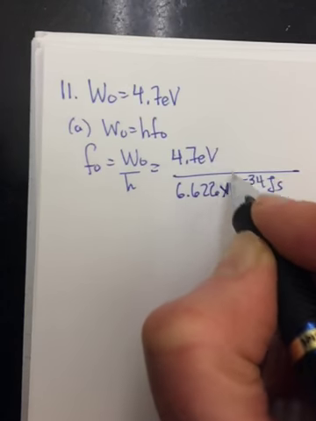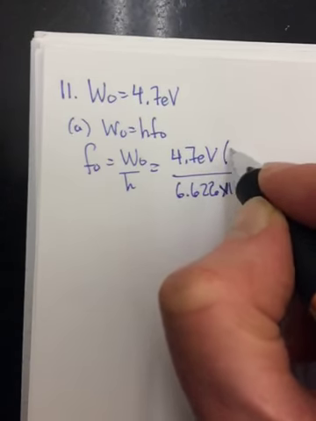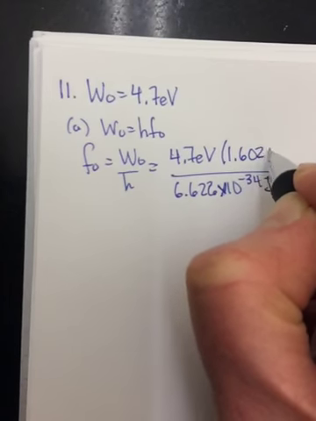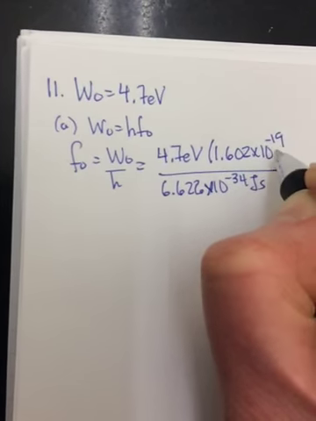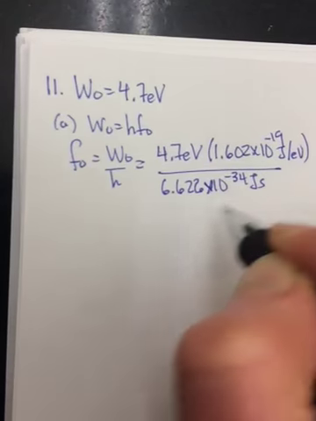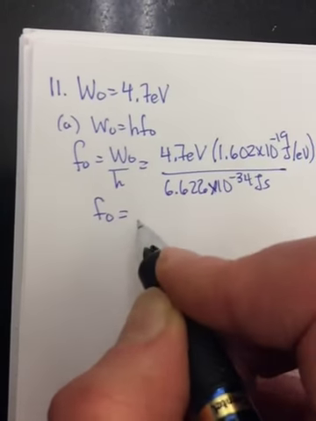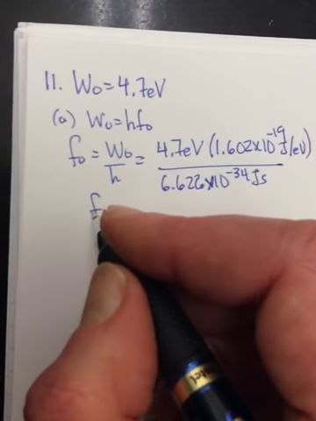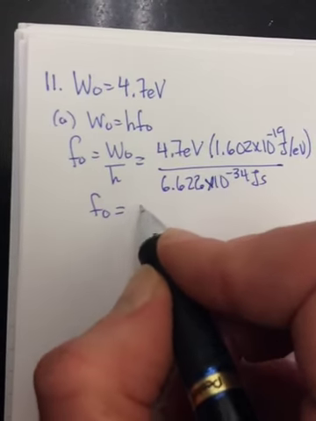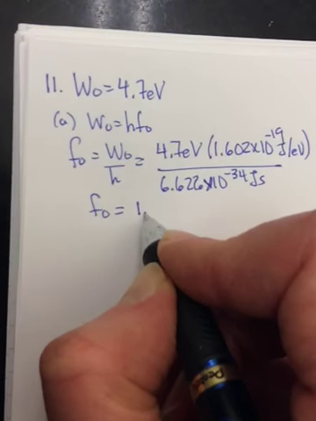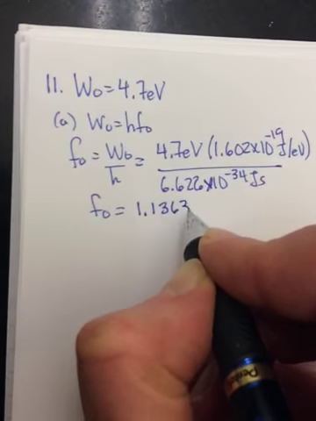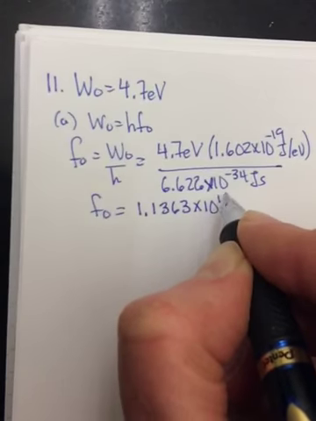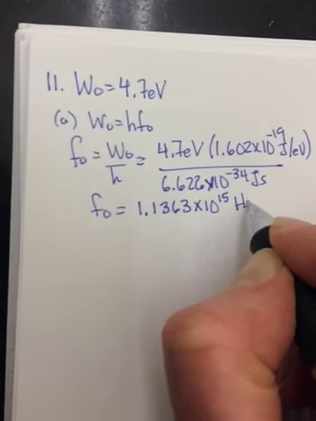And as soon as you write down that joules and electron volts, you're like, oh, I need to switch it. 1.602 to the negative 19 joules per electron volt will allow us to switch it to get just joules, and then we can divide by joules seconds. And when we do, we get a threshold frequency of 1.1363 times 10 to the 15th hertz.